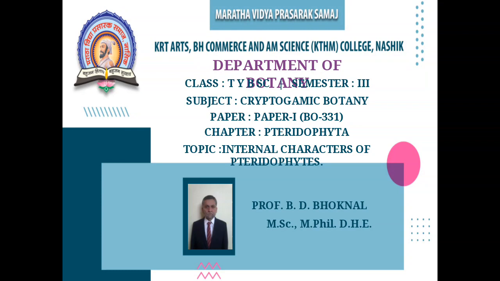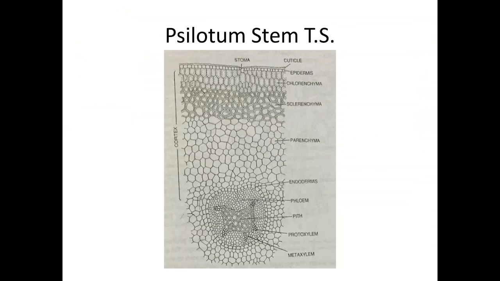Now the Psilotum, then Selaginella and Marsilea. See, Psilotum, it is from Pteridophyta. Psilotum belongs to class Psilopsida. Now, Psilotum stem TS.